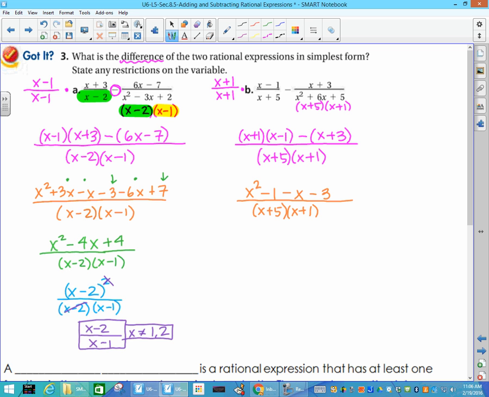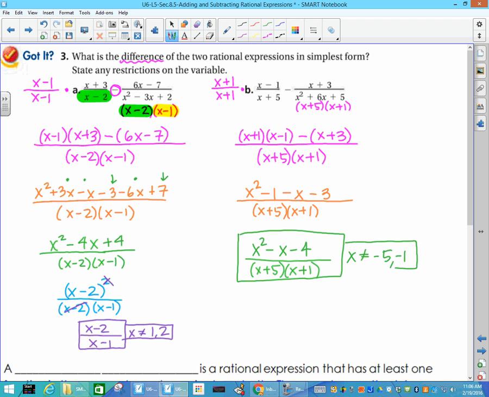Okay? And continuing, if I simplify my top, that gives me x squared minus x minus 4 over x plus 5, x plus 1. Now, can I factor this? I'm so glad you said no, because there are no factors of 4 that subtract to give me 1. So we're done. We don't have to go any further. We just have to give our restrictions. X cannot be negative 5 or negative 1.